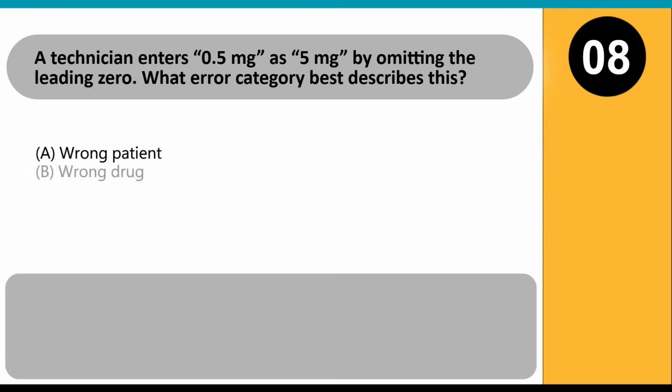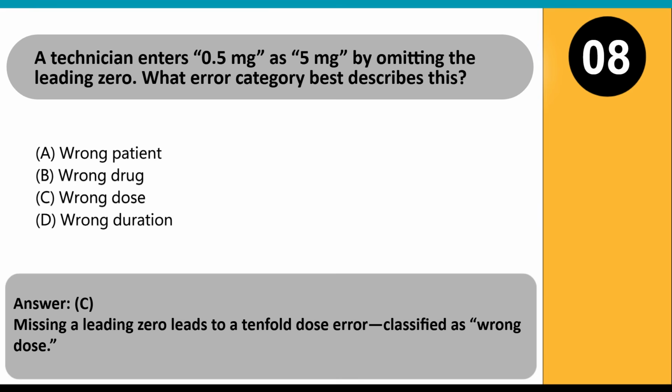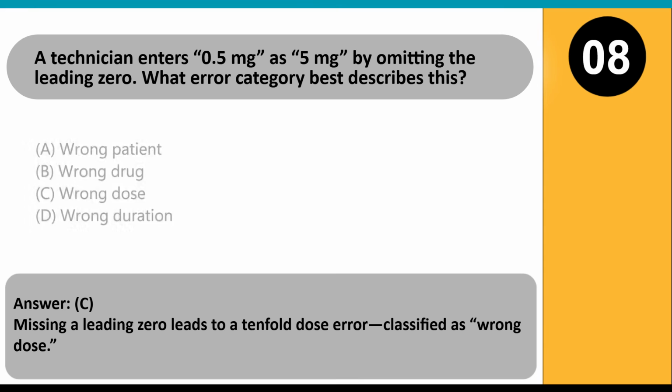A technician enters 0.5 mg as 5 mg by omitting the leading 0. What error category best describes this? A. Wrong patient. B. Wrong drug. C. Wrong dose. D. Wrong duration. Answer, C. Missing a leading 0 leads to a 10-fold dose error, classified as wrong dose.